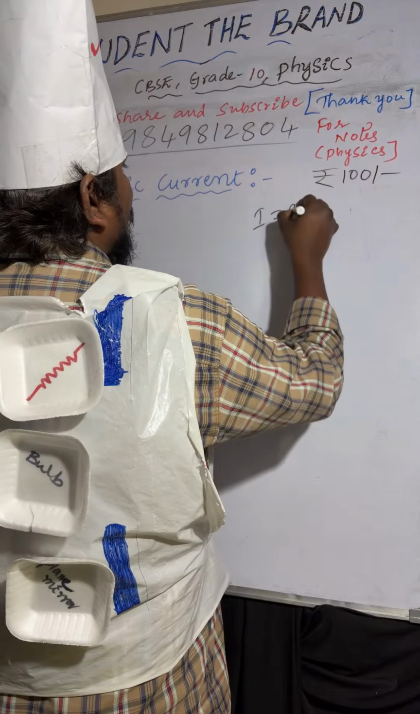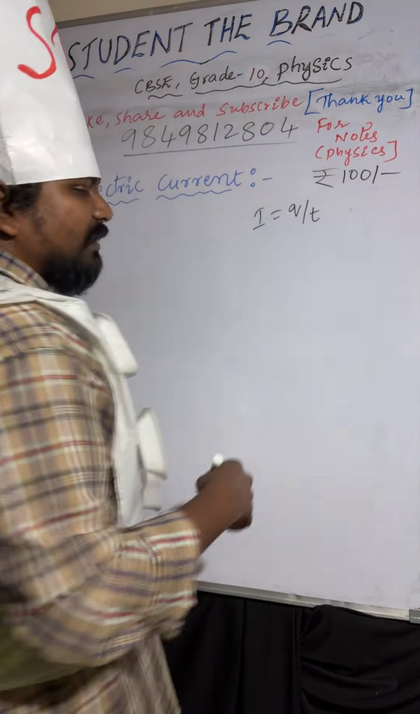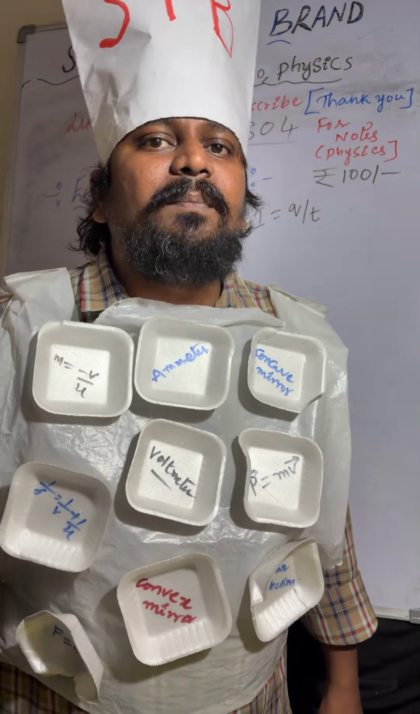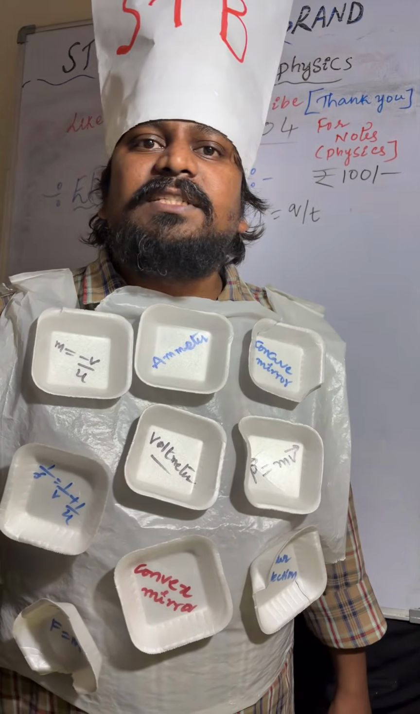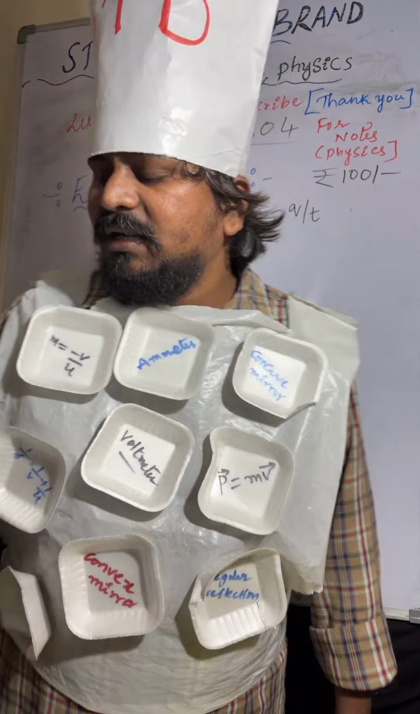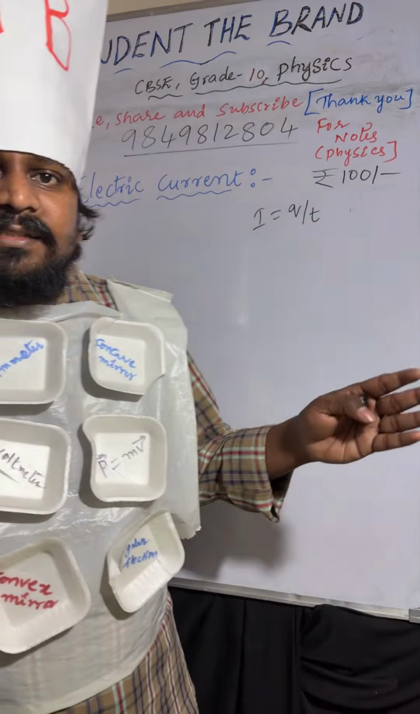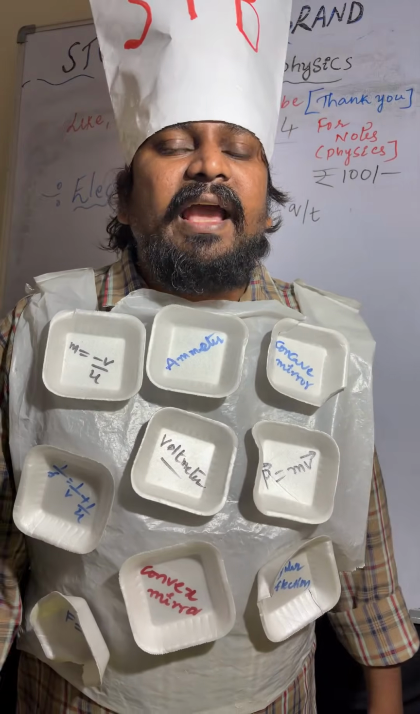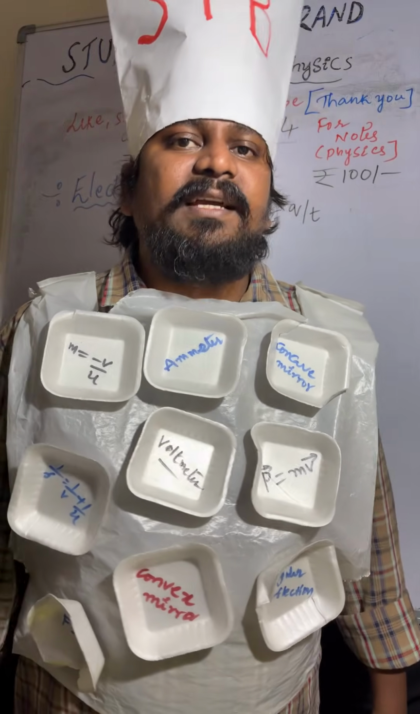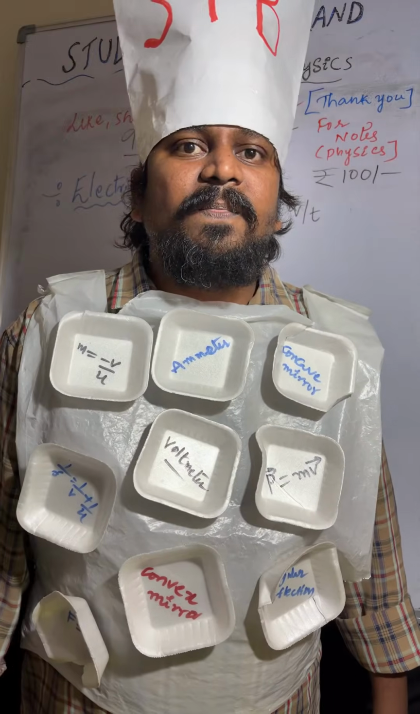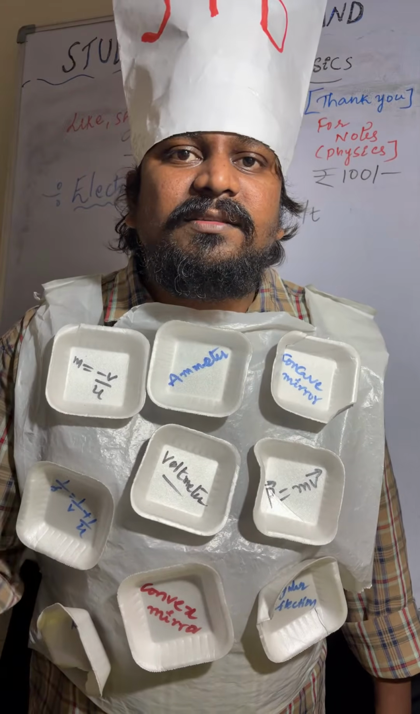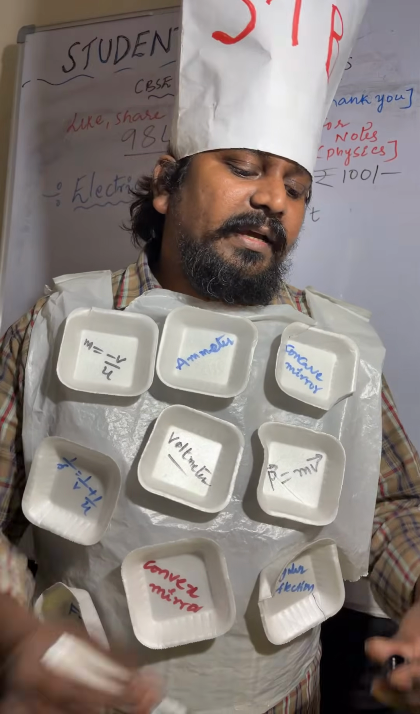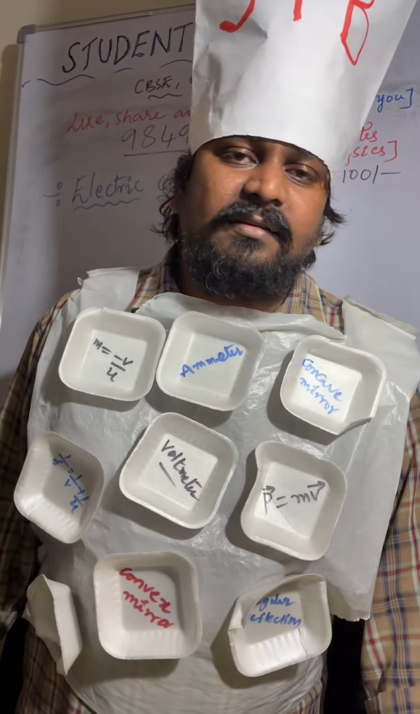What is the SI unit of current? The SI unit of current is ampere. The SI unit of charge is coulomb. The SI unit of time is second.